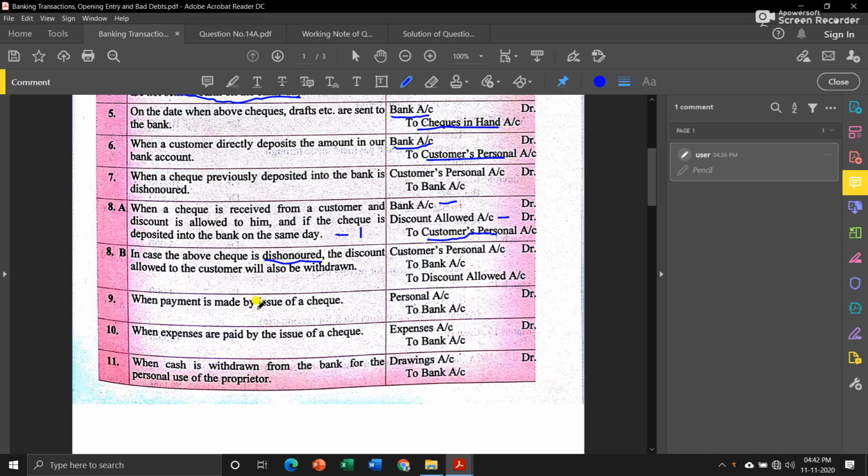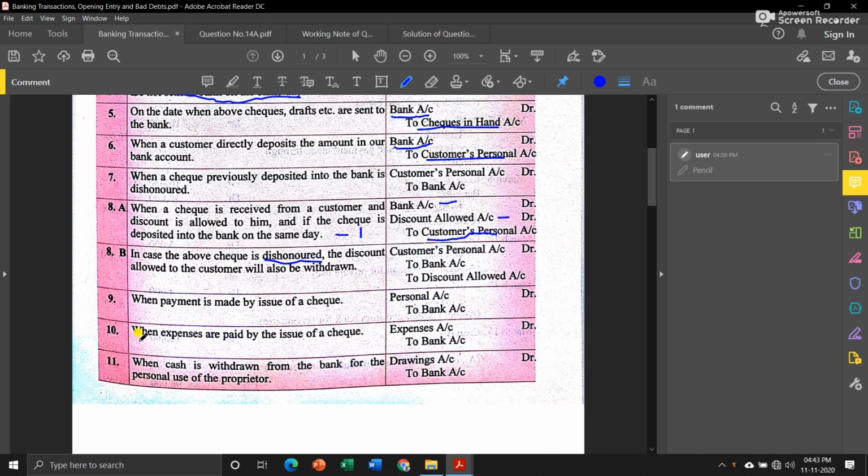Then next is when payment is made by issue of a check. Suppose when we have to make payment for any expenses, and instead of paying cash, we have issued a check. In that case, suppose we issued a check of rupees 10,000 to Mr. A. In that case, Mr. A, since he is the receiver of that check, his account will be debited, and since we issued the check, that means money will get deducted from our bank account. So we will credit the bank's account because our bank is giving the money, and according to the personal accounts rule, credit the giver.